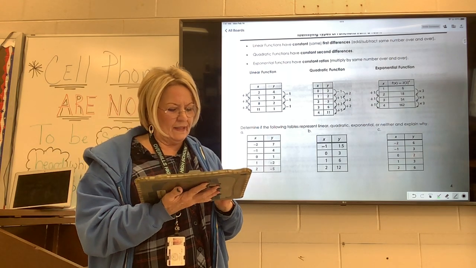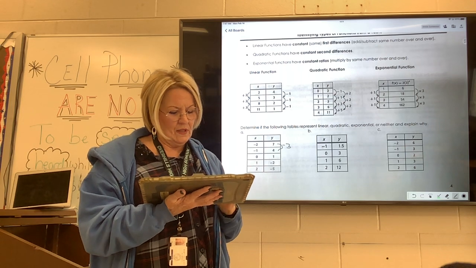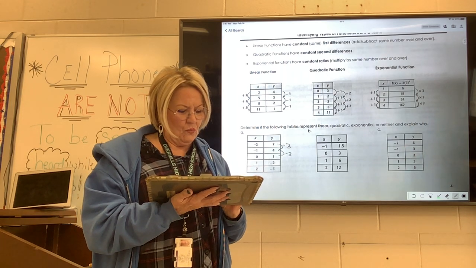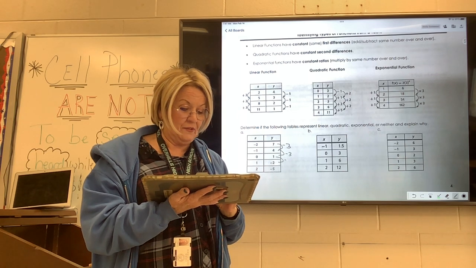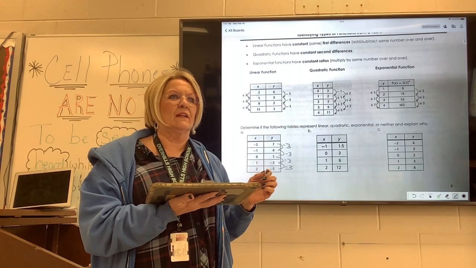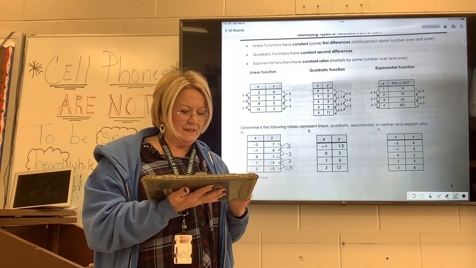Well, when I look at it, I've got 7 to 4, they went down 3. 4 to 1, they went down 3. 1 to -2, they went down 3. And -2 to -5, they went down 3. So what does that make that? Linear. This is linear data.